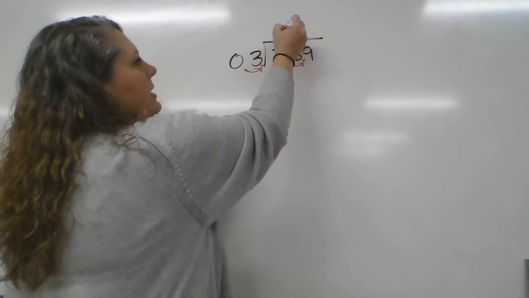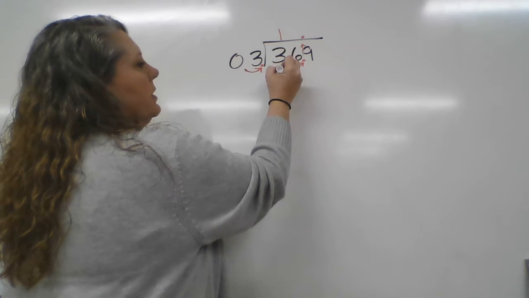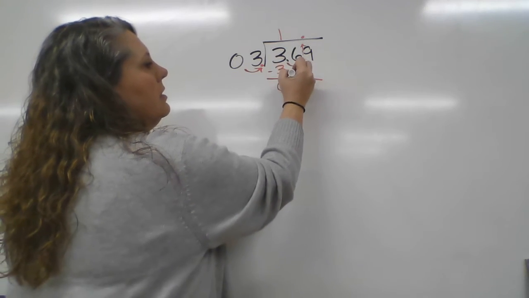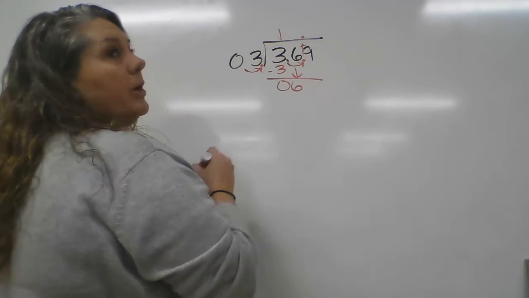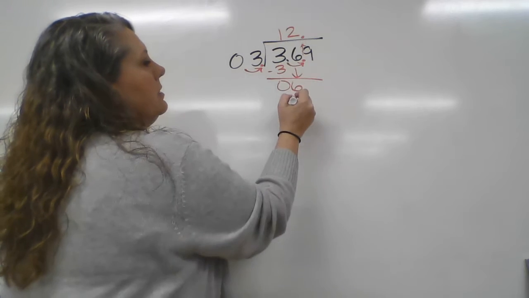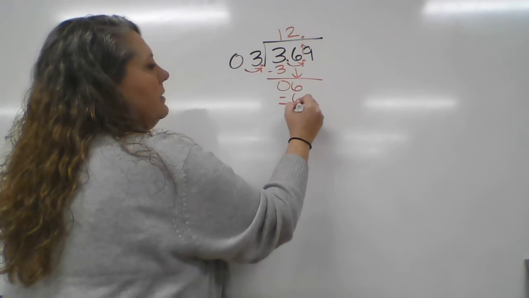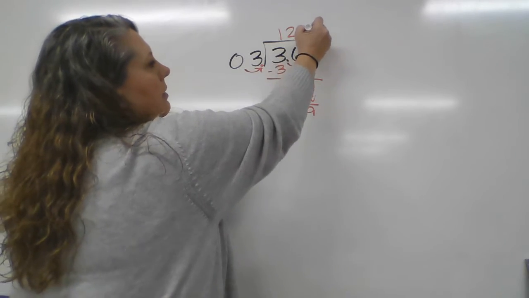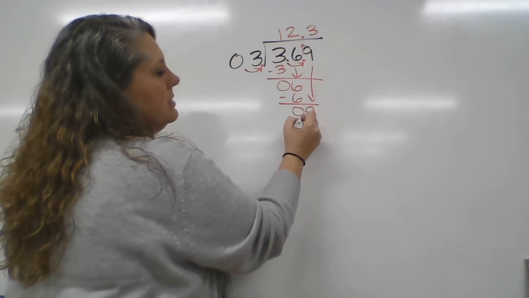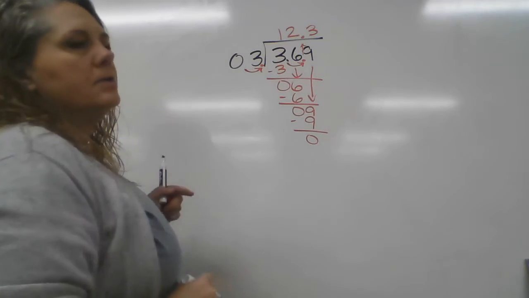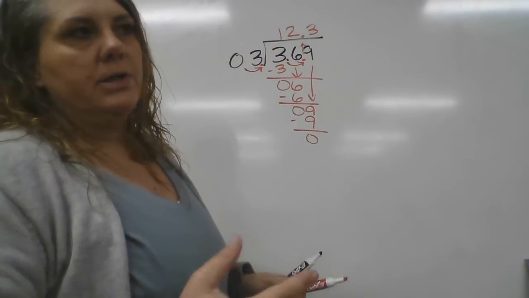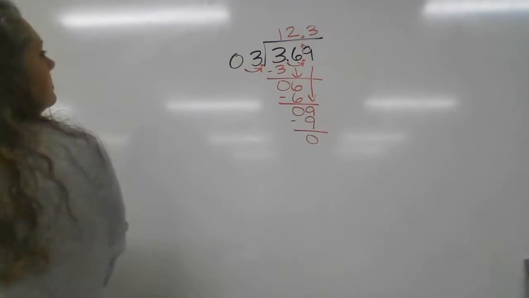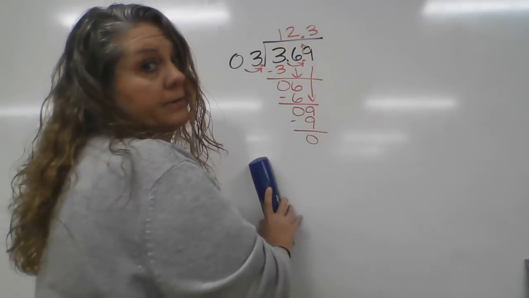3 goes into 3 one time. 3 times 1 is 3, nothing left over. Bring down my 6. 3 goes into 6 two times. 3 times 2 is 6, nothing left over. Bring down my 9, and then 3 goes into 9 3 times. 3 times 3 is 9, there's nothing left over. So my answer would be 12.3. And look at one more for you guys, okay?